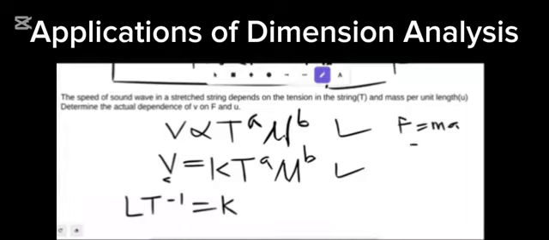Tension is a force, so this T is actually a force. That's what I'm going to use now. Acceleration is, look at this, LT^-1... it's going to be, acceleration is LT^-2. You can see, if you know the definition of a quantity, you can write the dimension.